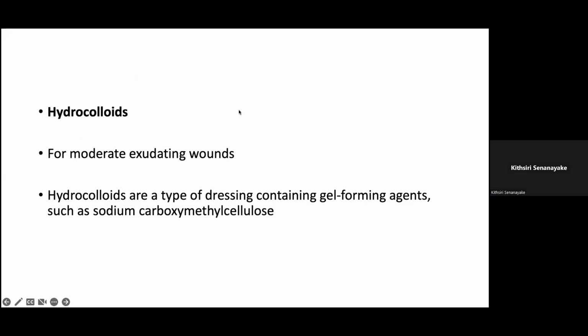And there are hydrocolloids. The hydrocolloid dressing you can use for moderately exudating wounds. These are arbitrary terms, so you cannot 100% define what is highly exudating and what is moderate, although you can obviously say a dry wound is dry. Hydrocolloids are a type of dressing containing gel forming agents, such as sodium carboxymethylcellulose.